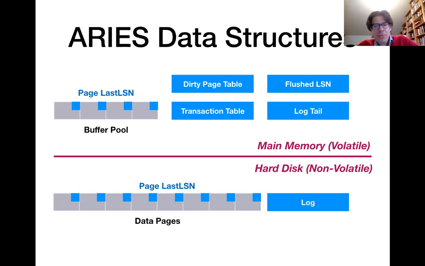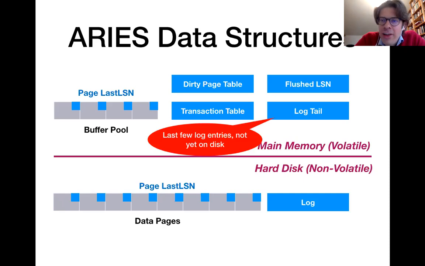So here we have data pages on hard disk in gray, and we have buffer pool pages in main memory in gray. Now, the first thing that I want to discuss here is you see those little blue rectangles for the buffer pool and for the data pages. Those are essentially timestamps that tell the ARIES algorithm when those pages have changed for the last time. Beyond that, there's a couple of specific data structures of the ARIES algorithm here drawn in blue. In the following, we're going to go over all of those different data structures and explain at a high level what they are about.